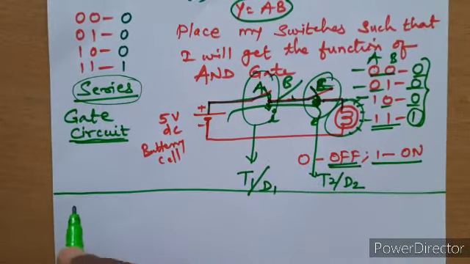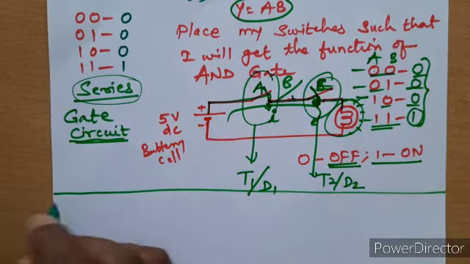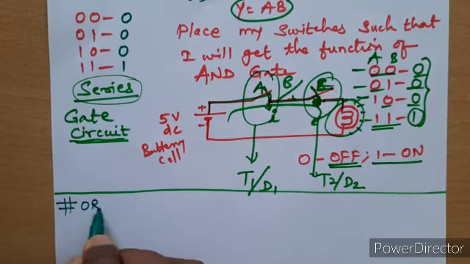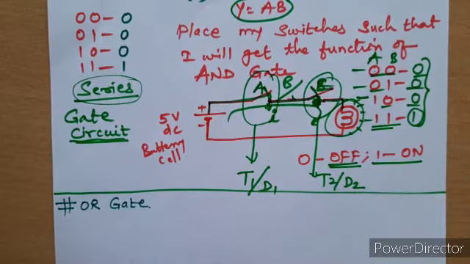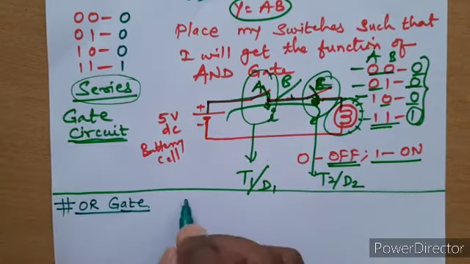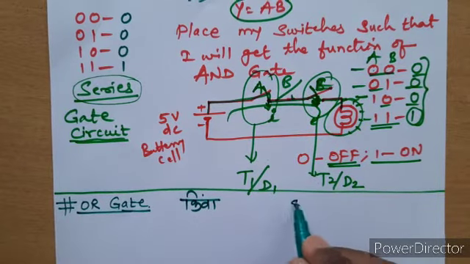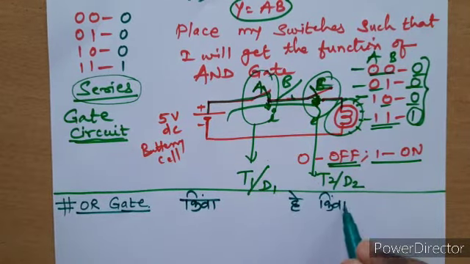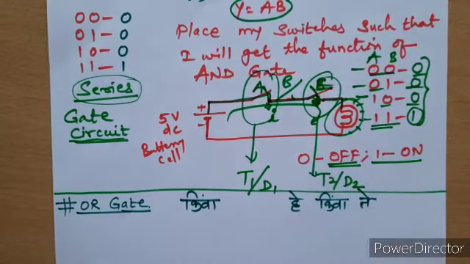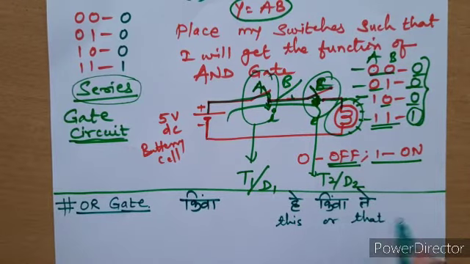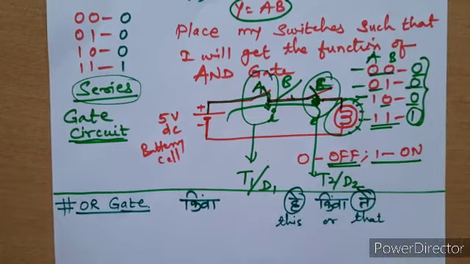Let us go for the next gate, that is the OR gate. OR gate means किंवा. I can say हे किंवा ते, this or that. So दोन्ही पैकी एक जरी असेल तरी ओके आहे, दोन्ही असेल तर वेल अँड गुड, पण दोन्ही पैकी एक जरी असेल तरी you will get the output.